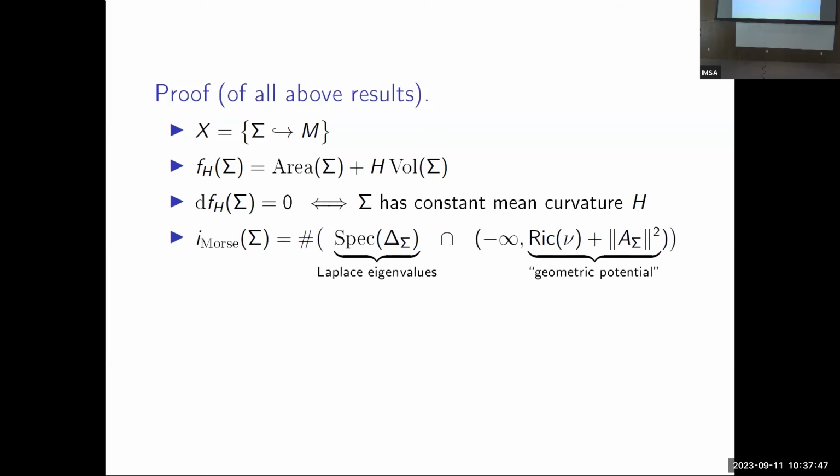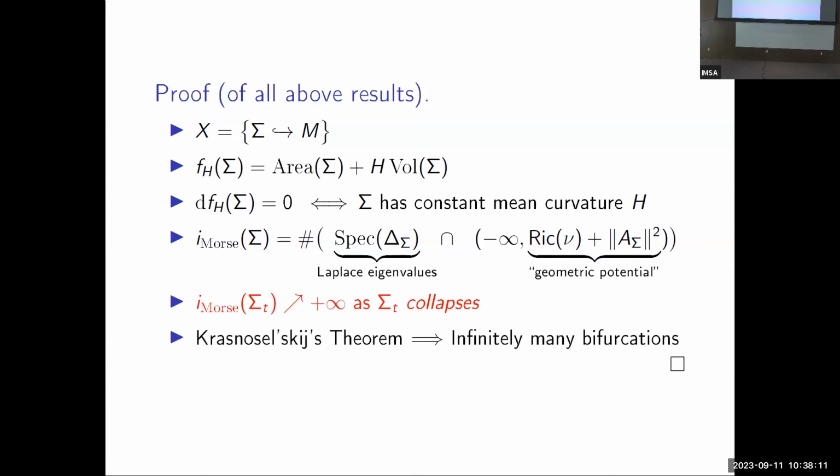And so we look at the Morse index of sigma, and that's easy to compute. It's given by computing the eigenvalues of the Laplacian operator plus a potential, which is usually a constant function. And then we observe that the Morse index goes to infinity when the surface collapses. So we have infinitely many bifurcations.